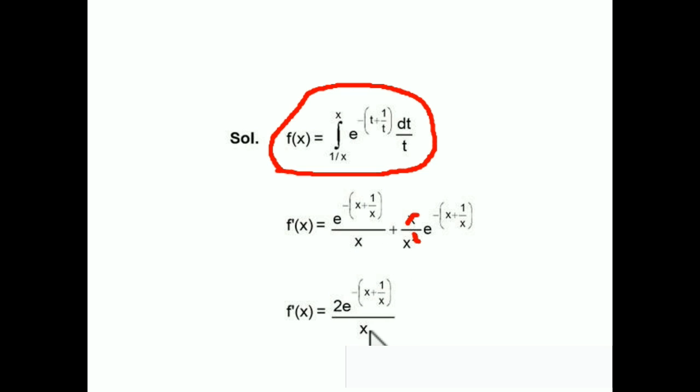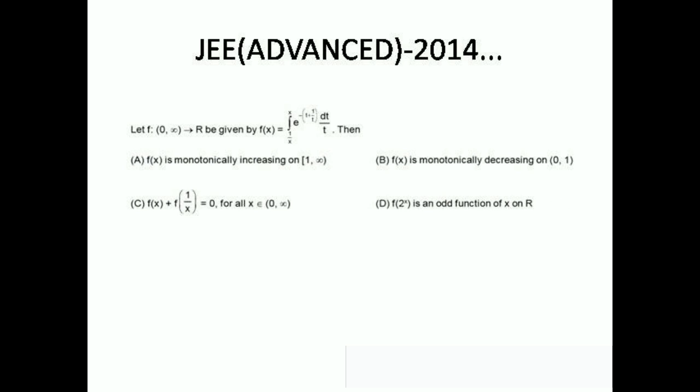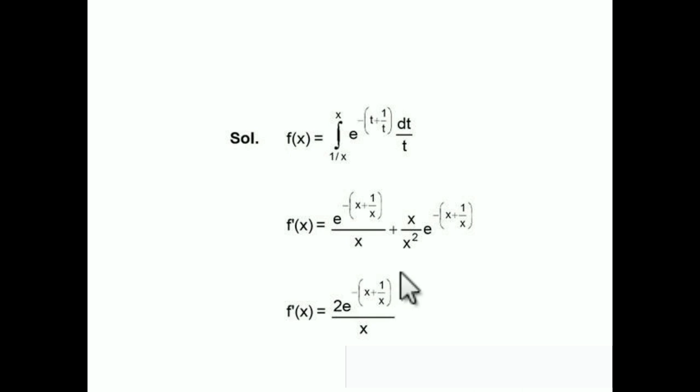Now as you see, this function is always increasing in 1 to infinity. Why? Because it is exponential. In exponential, the value must always be greater than 0. 2 is greater than 0, and for x, they say that it is from 1 to infinity. That means this is always greater than 0. That means the function is monotonically increasing in 1 to infinity.